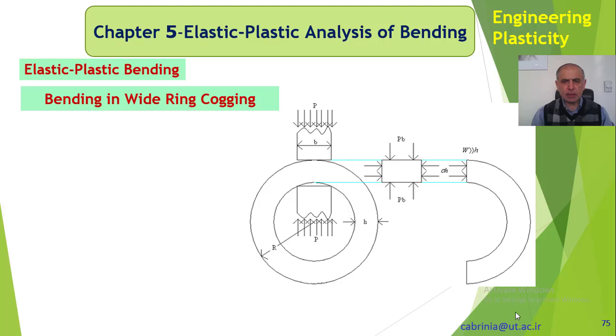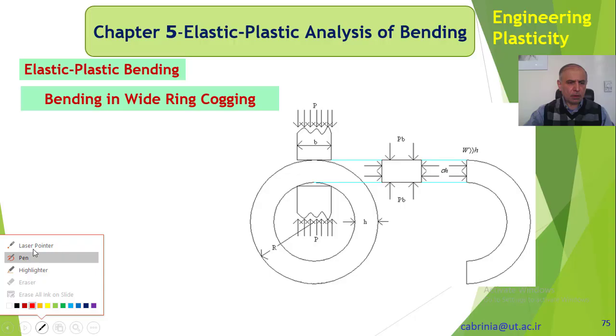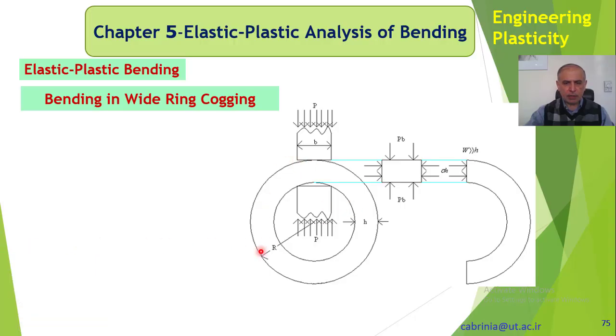One of the processes that we use to make seamless rings or cylinders in the industry is called ring cogging, and the process works like this. You see, we have this ring here and we have these punches. That is the punch and this is another punch. These punches insert the load P on the ring like that.